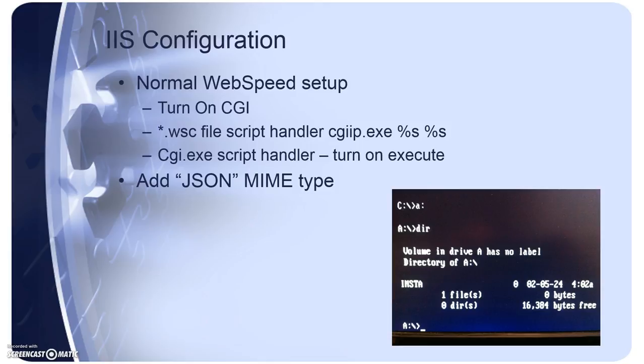I had to do my normal Webspeed setup to make IIS work. I had to turn on CGI. I had to set up my script handlers. And the one thing I kind of forget to do, and I always slap myself in the forehead later, is to add the JSON MIME type. And that's pretty much it. You're ready to roll.